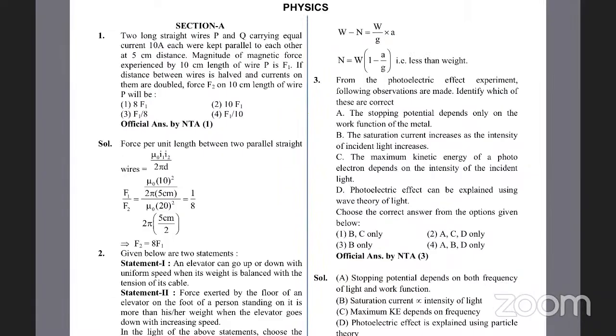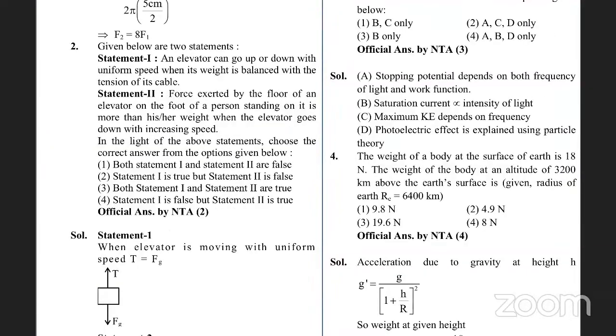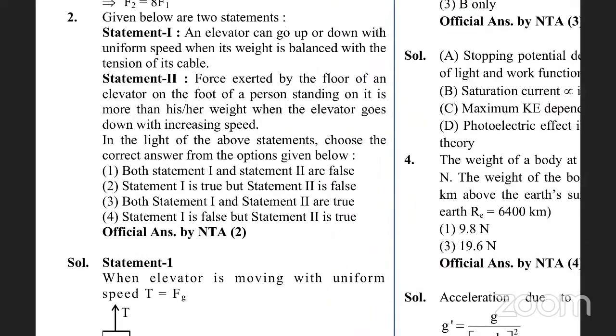Let us go to the next question. The next question is based on the apparent weight of a body in an elevator. An elevator can go up or down with a uniform speed when its weight is balanced with the tension of the cable. That's statement one. You have to find whether the statement is true or false.